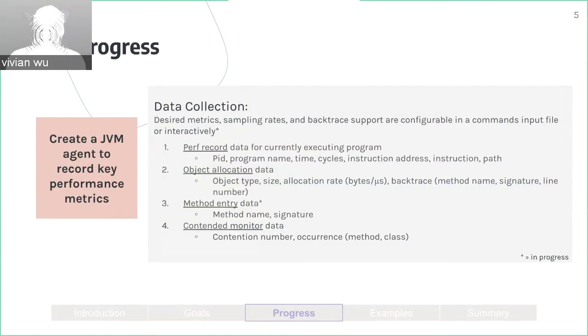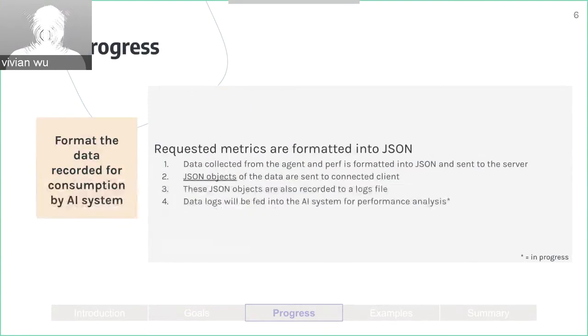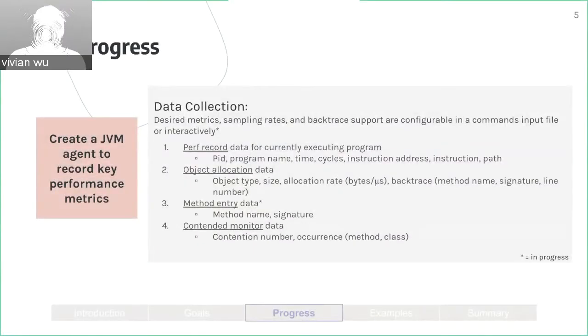With all of these, we're able to configure what data we want to be collecting, as well as turning on and off backtrace support. We're working on configurable sampling rates as well. All this is configurable either in a commands input file or interactively. And we'll show samples of what data we can collect later on in the presentation.